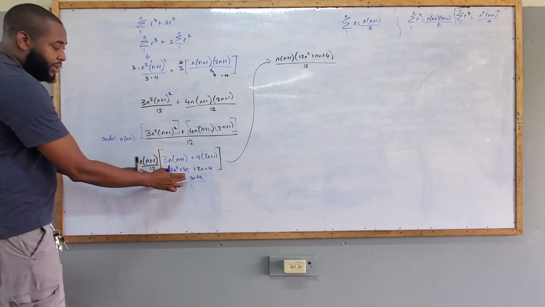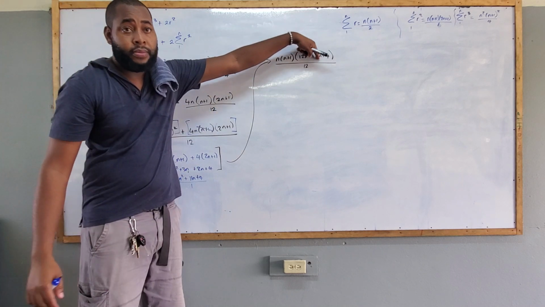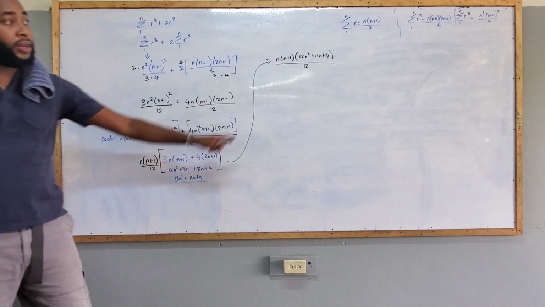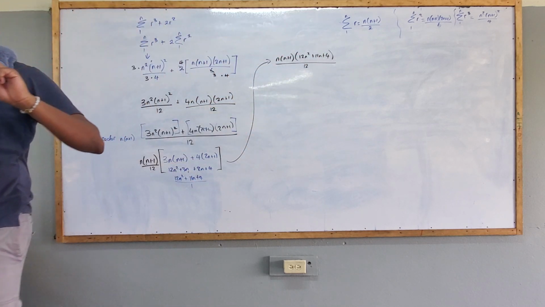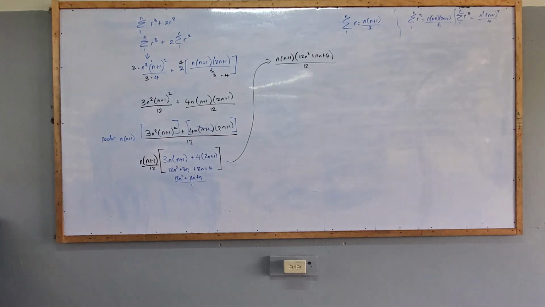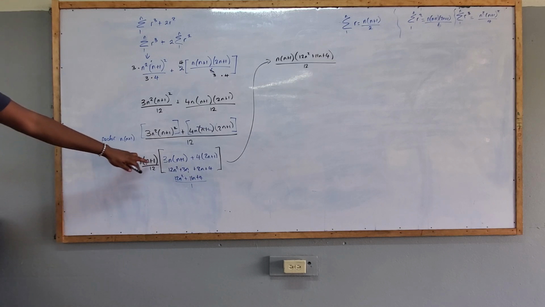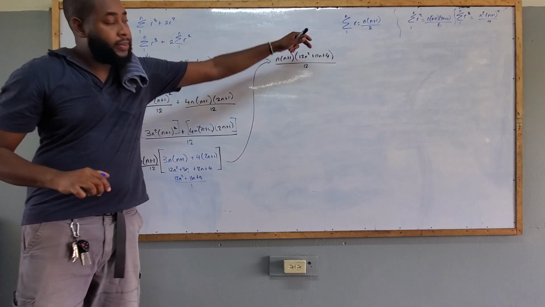So I multiply numerator with numerator, and then 12 times 1 is the denominator. See it? And when you multiply algebraic terms, you just put them in brackets. Everybody see that? So n plus 1, n times that. Yes, sir.